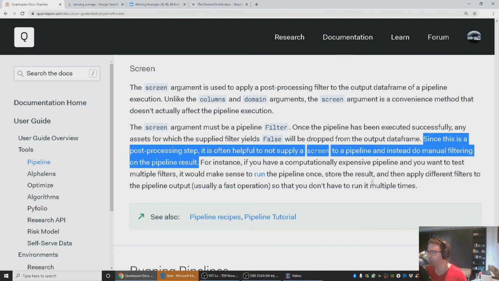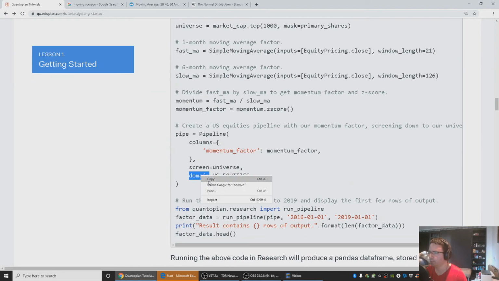What they're saying is normally you don't want to apply a screen because you might want to try different filters on your data. Whereas if you apply a screen, your data will be limited by the screen that comes out. And then if there's something outside the screen you want to look at, you can't. Now, what is a domain? Let's look at the hardcore documentation.